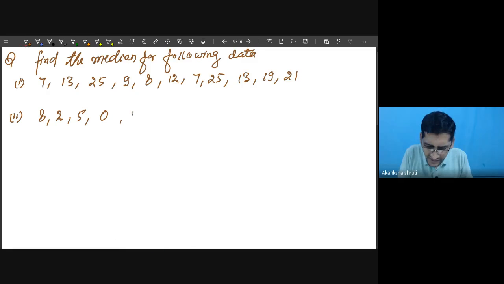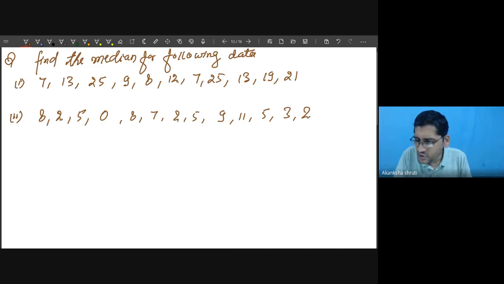Okay. 8, 7, 2, 5, 9, 11, 5, 3, 2, 14. In these two cases, we have to find the median. Our purpose is for even and odd with repetition. In the first case, let me solve the first one.